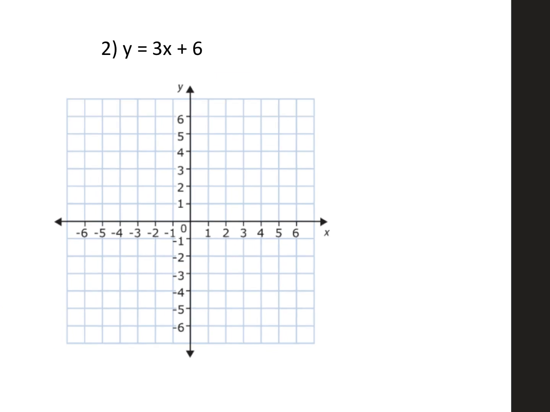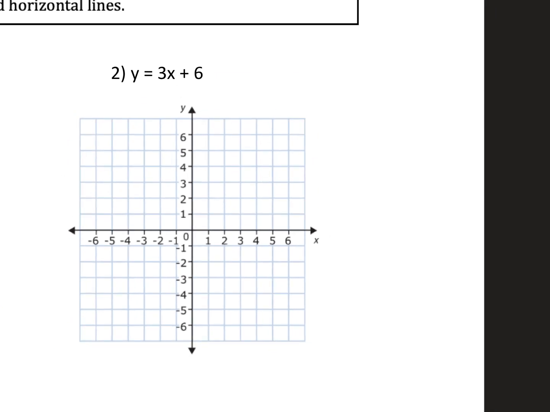Okay, number 2 is in slope-intercept form. So we've got our 6 right here, our beginning point. Now the reason this one is tricky, even if you think you know what you're doing, it can't hurt to hear this. You're probably going to have one like this, where it would be easier if you could just go up 3 because the slope is a positive 3. But you don't have room to go up 3, right? You have no choice but to go down.